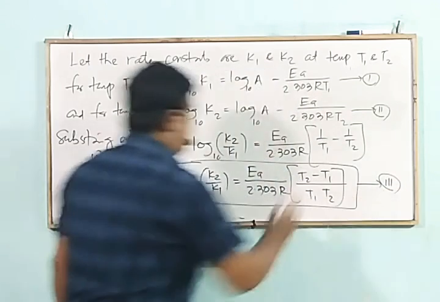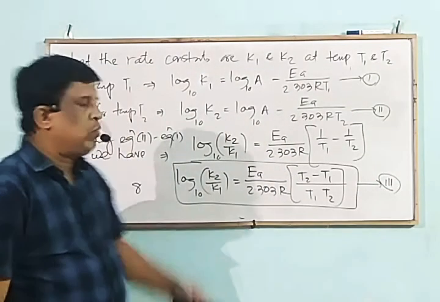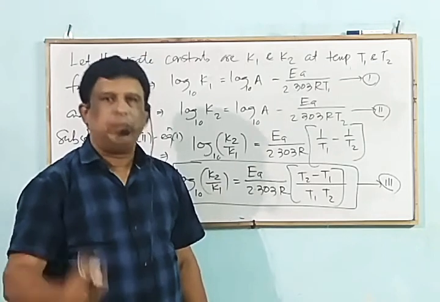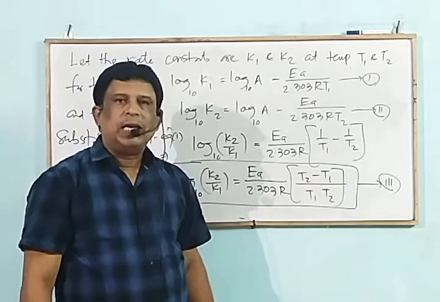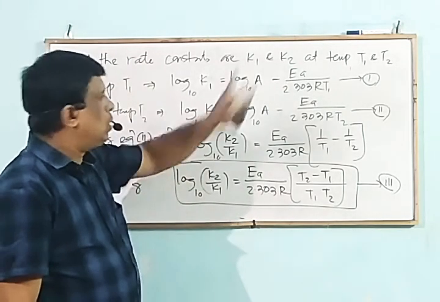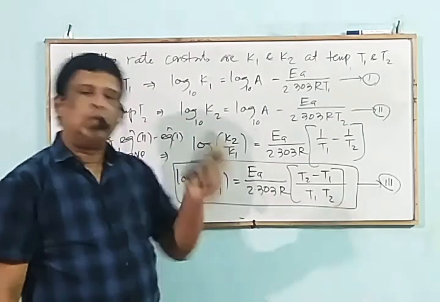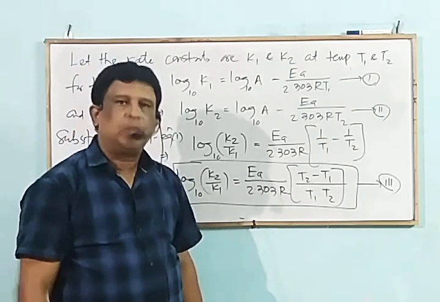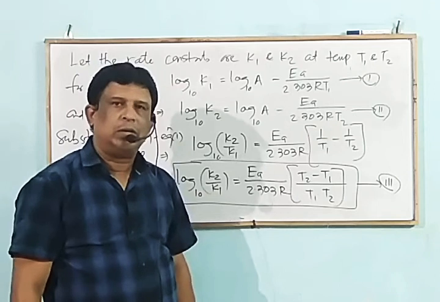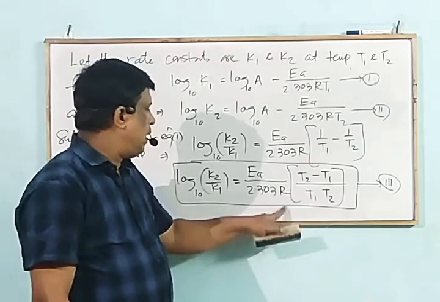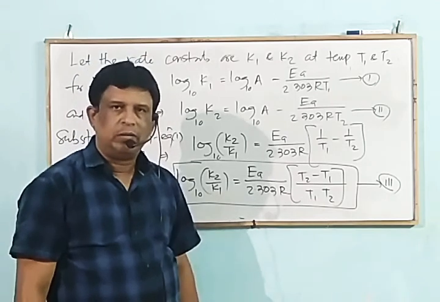Mark that. It is the desired equation, the required equation of the Arrhenius equation in logarithm form at two different temperatures. So the Arrhenius equation has three forms. One is K, the first one without logarithm form. The second one is a logarithm form at a particular temperature. The third one is a logarithm form at two different temperatures. Now let us solve one or two problems using this formula.